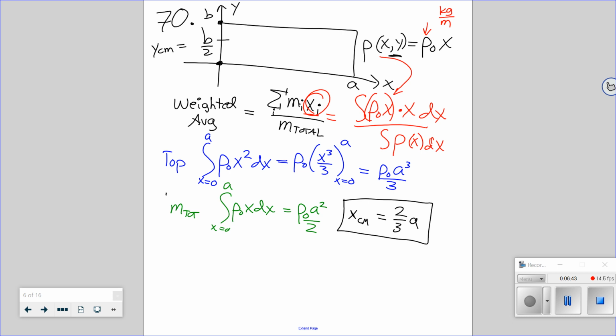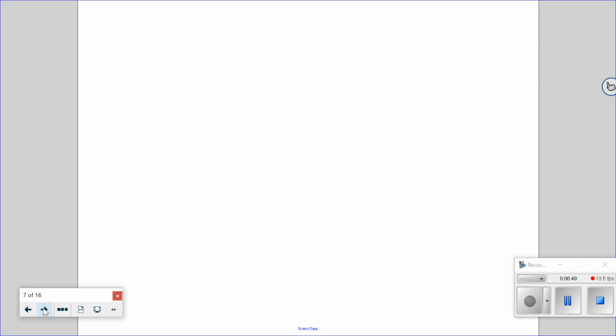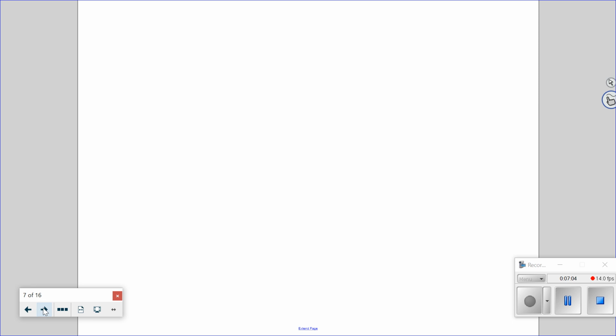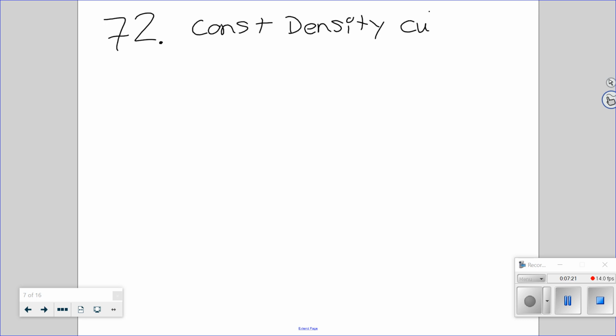Okay. I will show you how to set up 72. I'm intentionally not finishing it. If you had those guys down, so 72, you're cutting out a cube. Oh, and it's constant density, isn't it? Yeah, it is. A cube. So this is not a calculus problem at all, but geometry. But it might take calculus skills to do it.